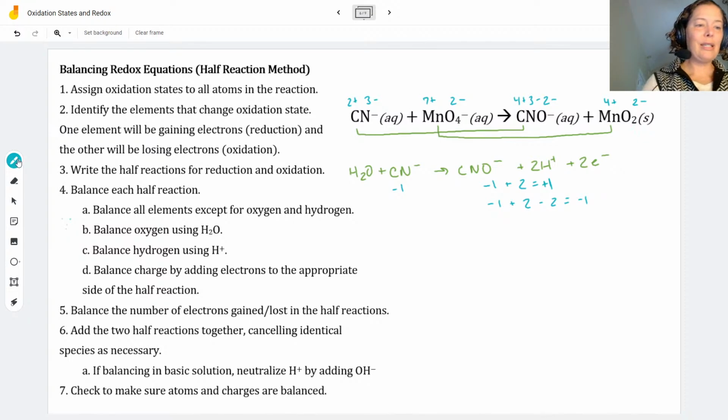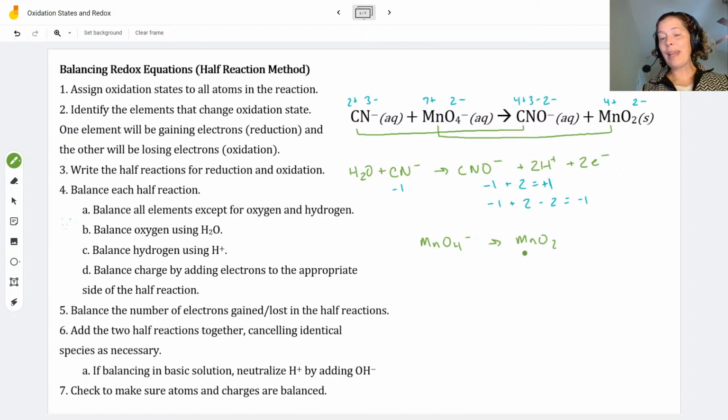Let's do the manganese. I need the half reaction for manganese, so I'm pulling out my species with manganese. And then this is MnO2, and that is neutral. Again, I'm on step 4 with this half reaction. So balance all elements except for oxygen and hydrogen. That would be manganese, and it's already balanced. Balance oxygen using water.